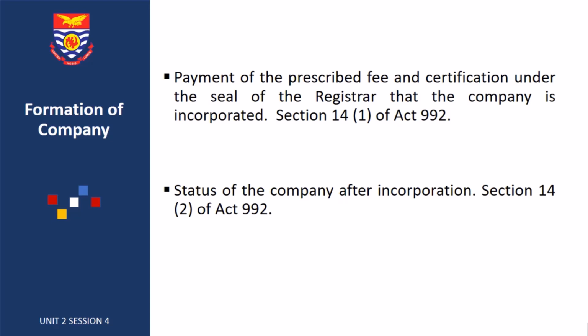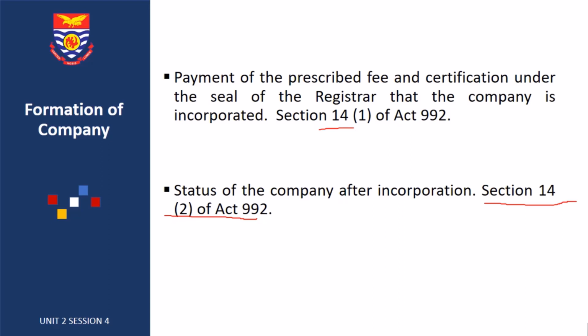Now, the prescribed fee and the certification of the registrar under seal that the company is incorporated is found in Section 14(1) of Act 992. From there, what is then the status of the company after incorporation? Section 14, subsection 2 provides that from the date of incorporation, the company becomes a body corporate and it is capable of performing all functions capable of being performed by a body corporate.